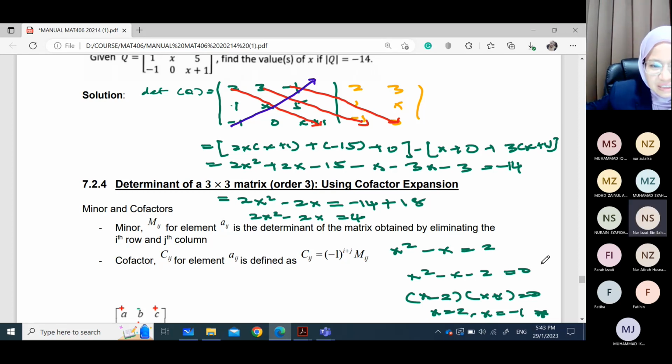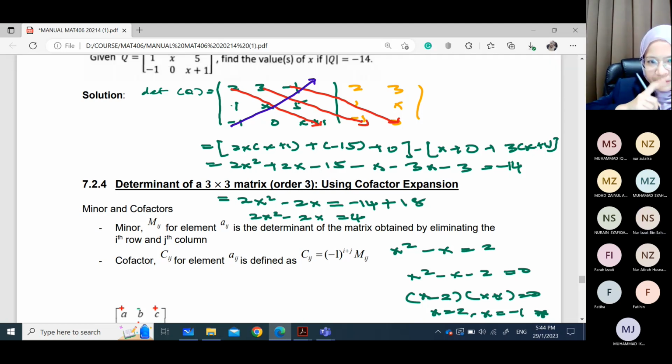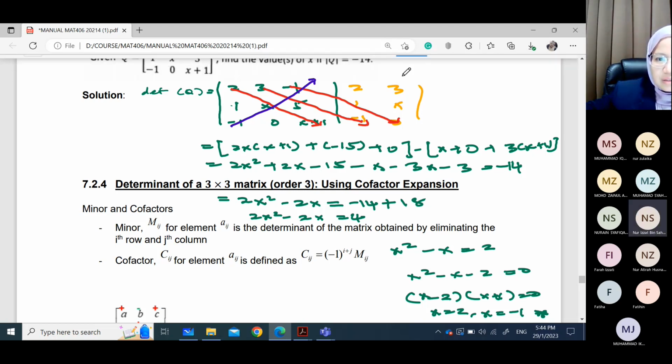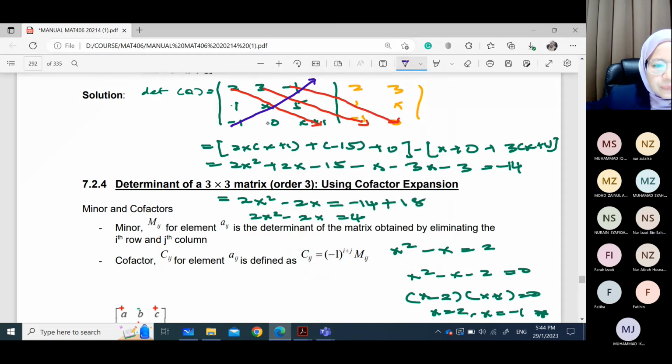Sebab rasa yang last tu bukan 3 darab 1 darab X plus 1, bukan. Patutnya dia positif ke? 3X positif tambah 3. Okay. Yang dekat last sekali, row nombor 2 tu, darab 3X tolak 3 kan, bukan dia tambah.